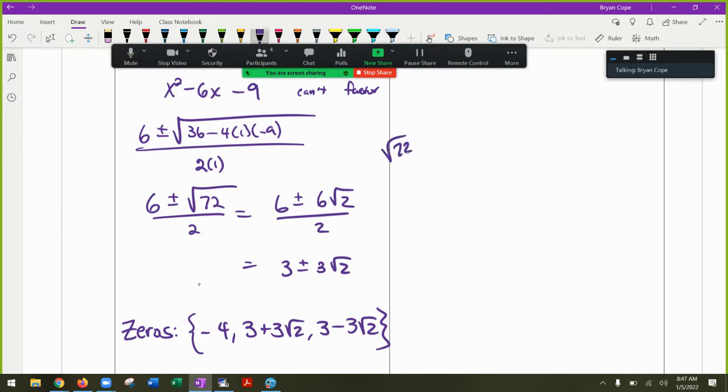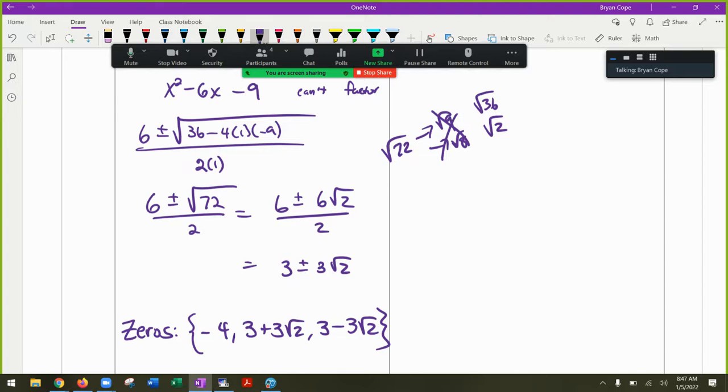Root 72 could be thought of as root 9 and root 8, but that's not big enough. You would have to do more to that. So instead, think of it as root 36 and root 2. Okay? Root 36 becomes 6. That's very convenient because we already have that 6 in there so we can simplify stuff. So this turns into 6. That doesn't change. 6 root 2, that's what root 72 becomes, and then all over 2. Then if we do this division, it's 3, and if we do this division, it's 3.